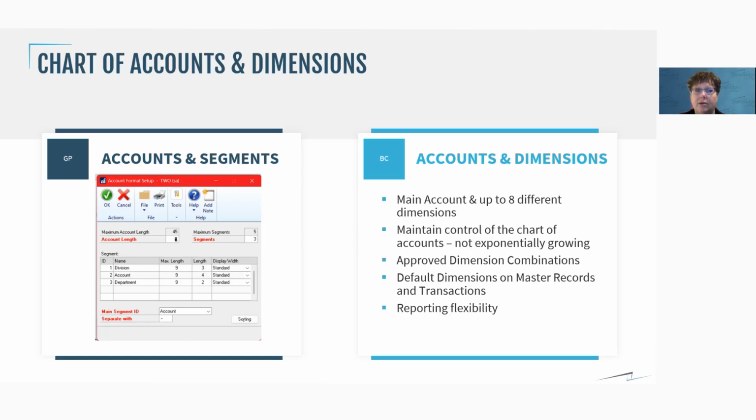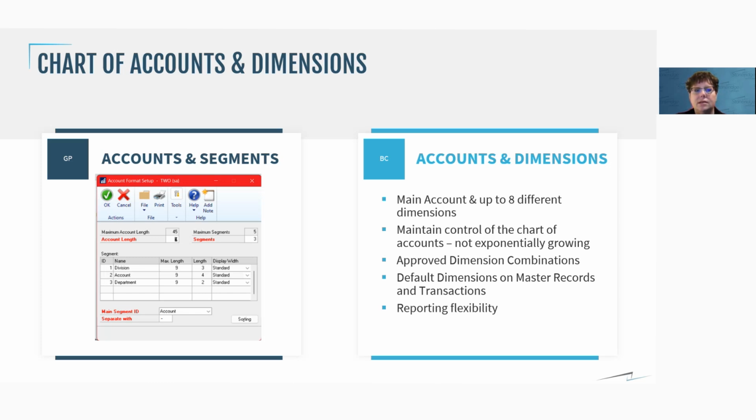So we have a main account and up to at least 8 different dimensions. And dimensions are the same type of thing as your segments are in GP. So we can have dimensions that are division or department or customer vertical or salesperson. Depending on how you want to be able to slice and dice your data, we can define those dimensions and assign those throughout the system.